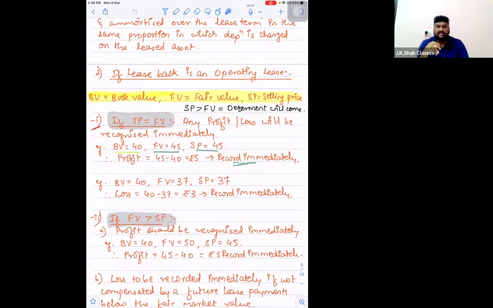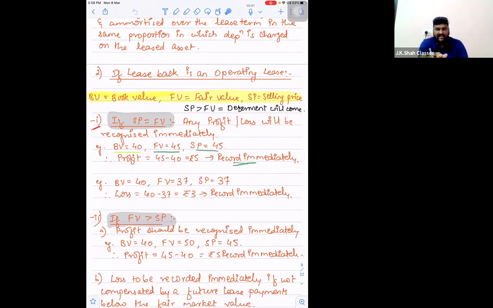Deferment generally comes when the selling price is greater than fair value. So if selling price and fair value are both the same, it means you are not able to fetch anything above the fair value of the market. Whatever profit you have earned, whatever loss you have incurred, record immediately. And I'll repeat this point again, sir. We are talking about the profit or loss on the sale of the asset.